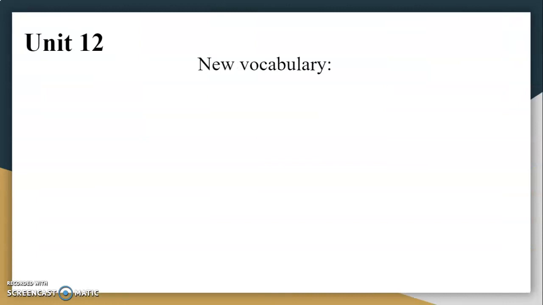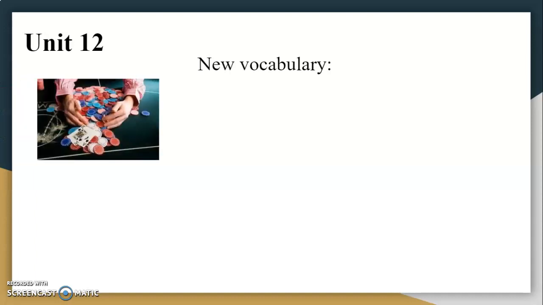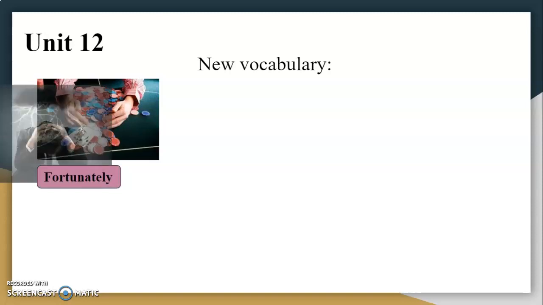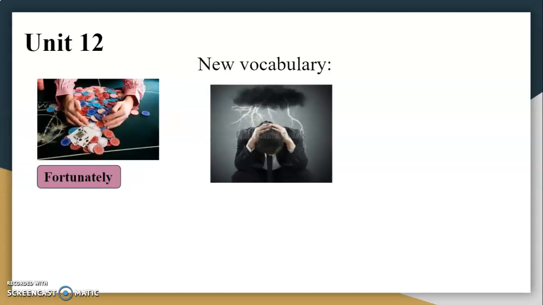Unit 12. Here we learned new vocabulary. Let's remember some. Someone or something that is lucky or favored, or someone who is materially well off. It is fortunately. To describe an event that is unlucky or bad in some way, we use unfortunately.